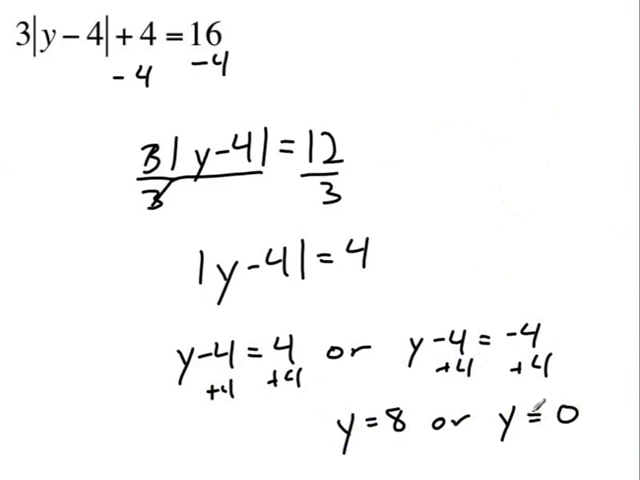Now, I'm going to check my work. So 8: 8 minus 4 is 4, times 3 is 12, plus 4 is 16. Good. Awesome. That works. And then we want to check y equals 0.